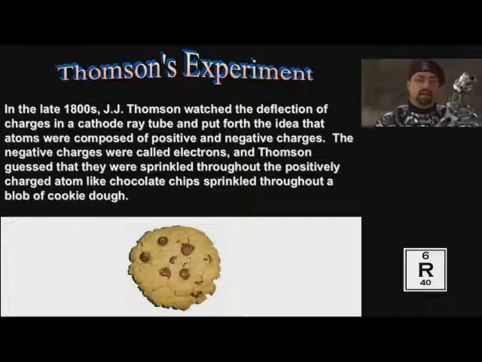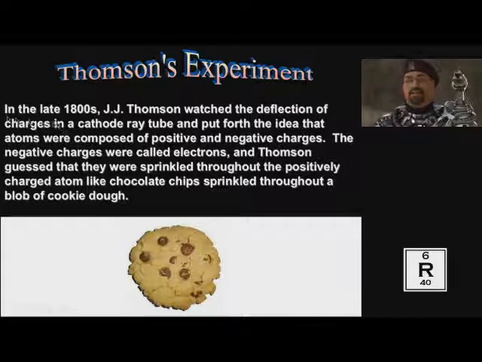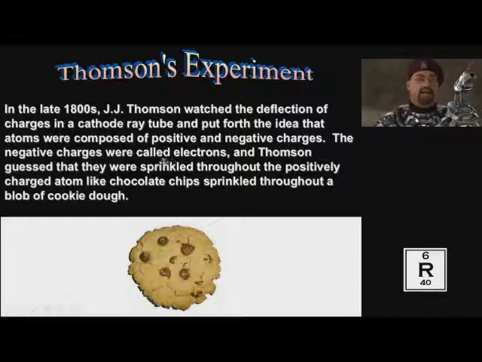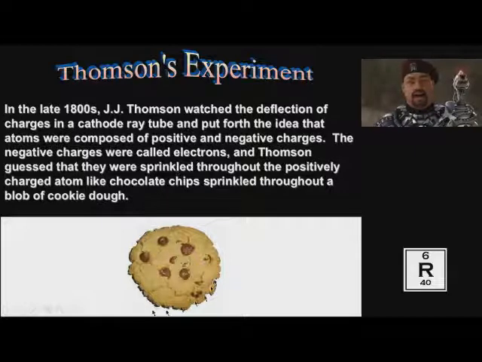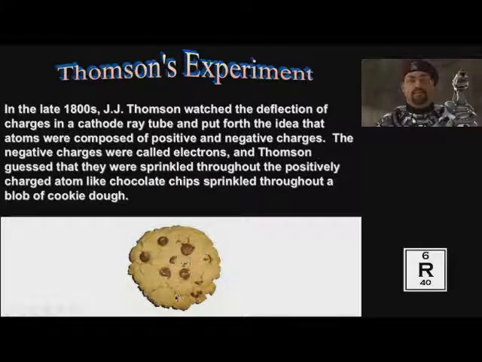So J.J. Thomson, what's really important about J.J. Thomson is that he's the first person to say that atoms have more to them. It's not just an element, but they have charges, and these different charges he named electrons. I like to give the example of chocolate chip cookie dough because of the example that, from what I read, he actually gave, so I kind of added this cookie dough idea.